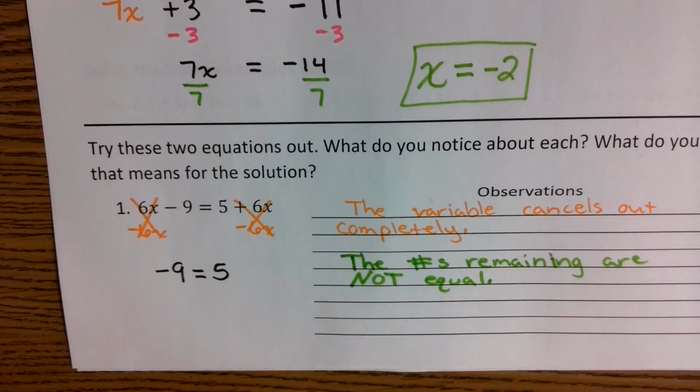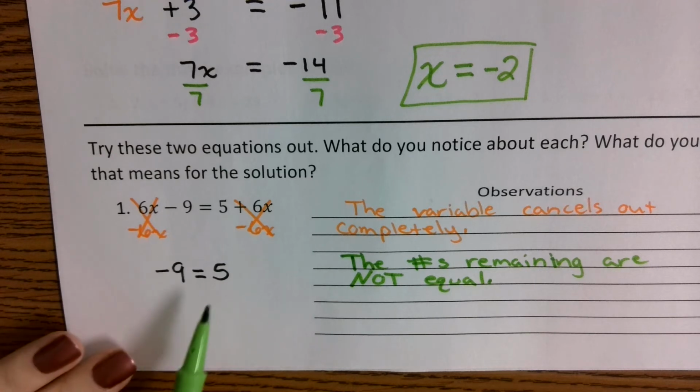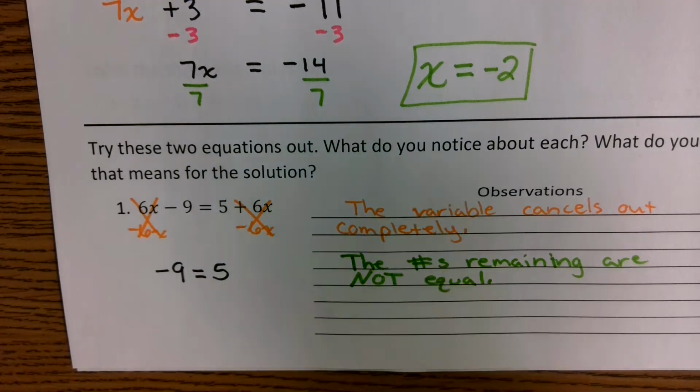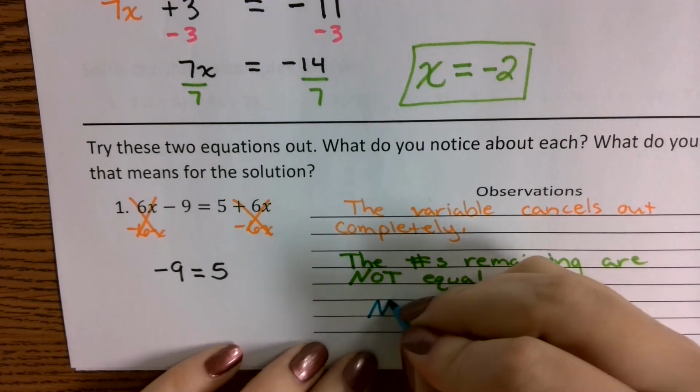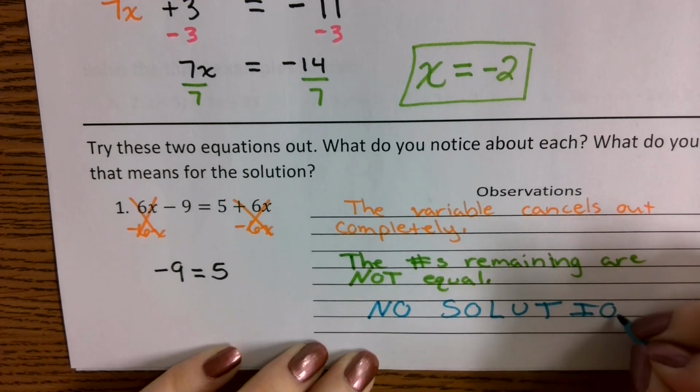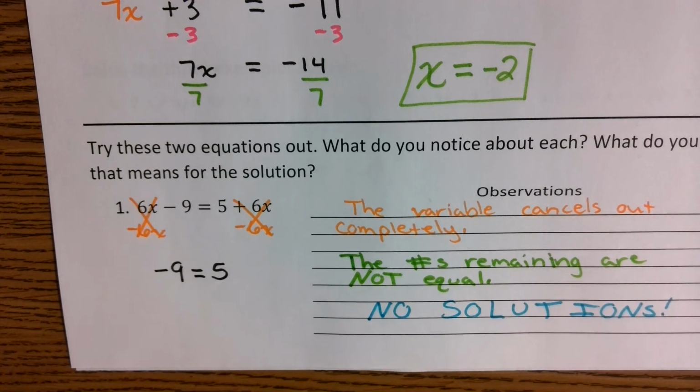So what do you think that that means then? If you canceled your variables out, like the variables are completely gone, and you're left with a statement that is not equal, what do you think that means about the solution? Is there a solution? No. There is absolutely no solution in this case. Okay? So we can write that down. There is no solution here. The variables are gone, and we're left with an unbalanced result. Negative 9 does not equal 5.